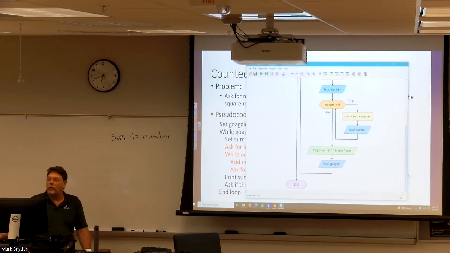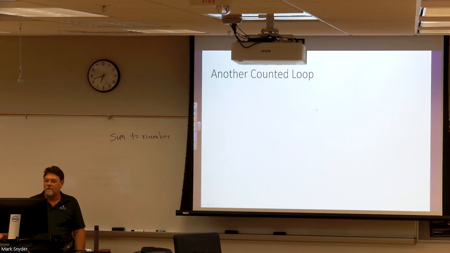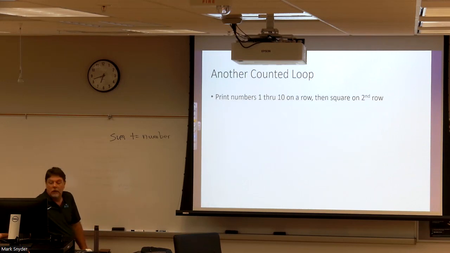Okay, I'm going to close this and then you're going to say, but wait, right? Okay, let's do another counted loop. I think I've got this up next. Print numbers 1 through 10 on one row, and then print the square of each of those numbers 1 through 10 on the second row.